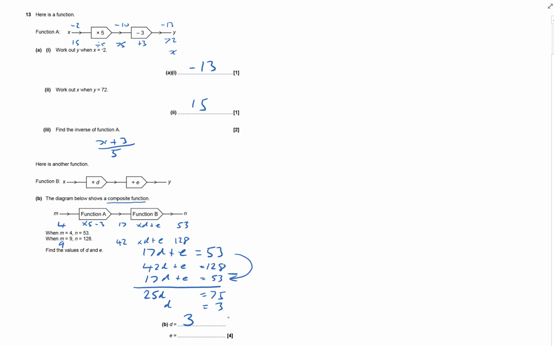That's good. And once I've got d is 3, then I can substitute it into one of them. I'm going to substitute it into this bottom one here to find out what e is. So 17 d's, 17 3's, 51 plus the e equals 53. Pretty obviously e equals 2. I could check in the other one, but that will do me.